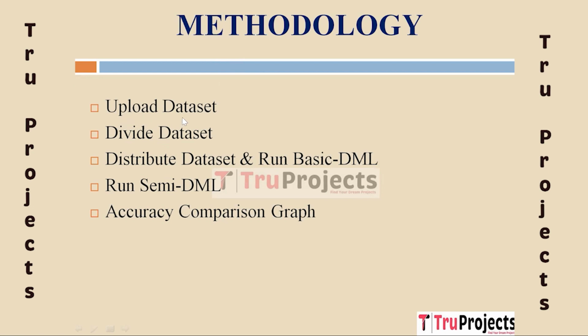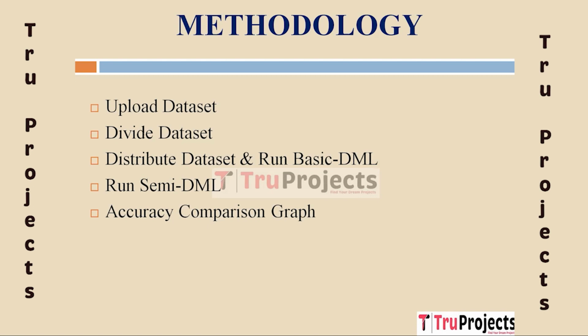The first module is Upload Dataset. In this module, the project starts by uploading a dataset containing training data for the machine learning model. The dataset consists of features and corresponding labels used to train the model. The dataset should be diverse and representative of the problem domain to ensure the model's generalization capability.